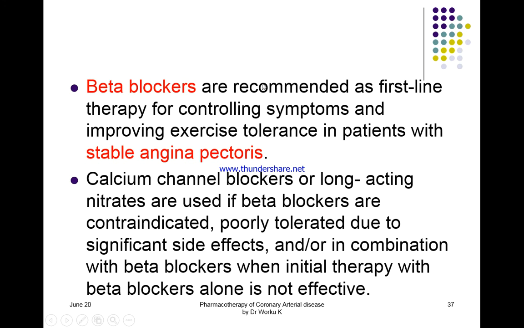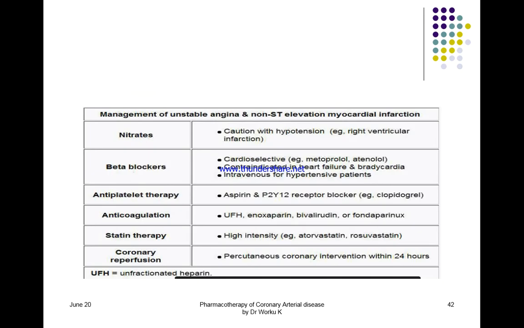So, beta blockers are recommended as first-line therapy for controlling symptoms and improving exercise tolerance in patients with stable angina pectoris, whereas calcium channel blockers or long-acting nitrates are used if beta blockers are contraindicated, poorly tolerated due to significant side effects, or in combination with a beta blocker when initial therapy with beta blockers alone is not effective. So the first line of choice is beta blockers. If the beta blocker is not tolerated because of side effects or not effective, we can combine calcium channel blockers or long-acting nitrates like nitroglycerin.